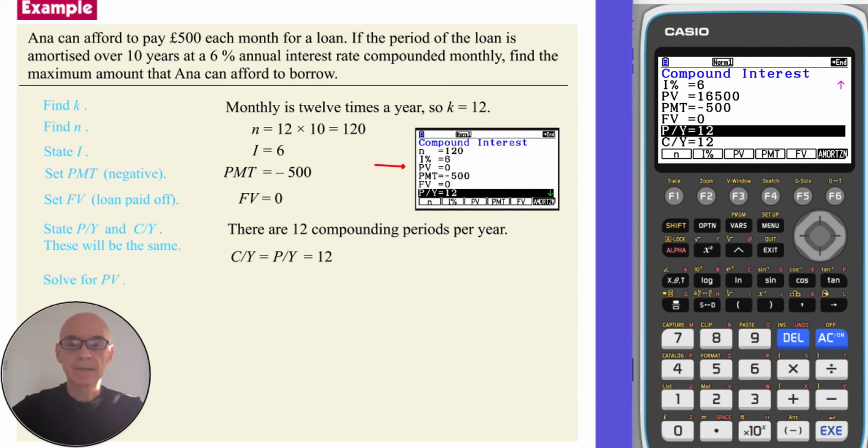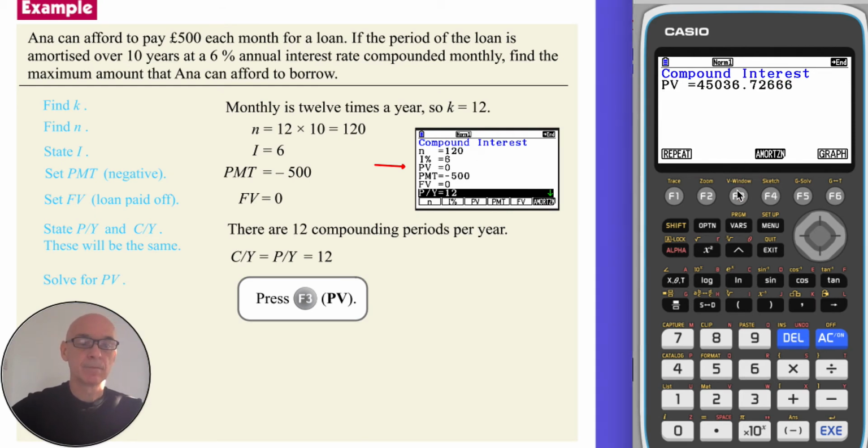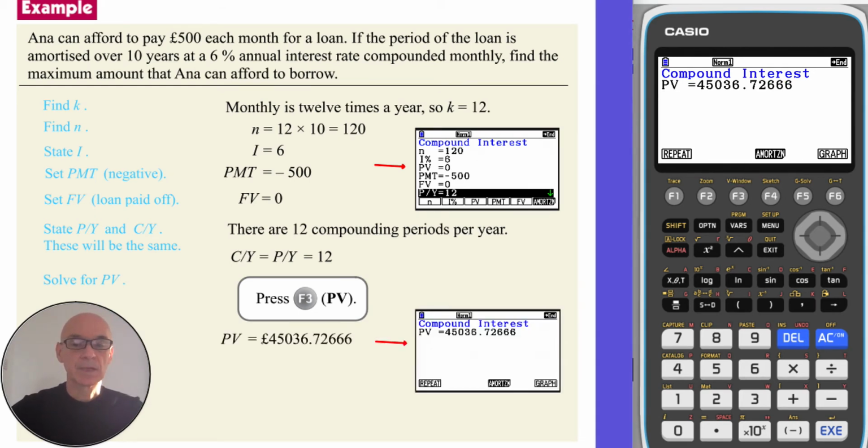To find the amount Anna can afford to borrow, we need to solve for PV. So pressing F3 gives the amount shown. Rounding to two decimal places, we see that Anna can afford to borrow £45,036.73.